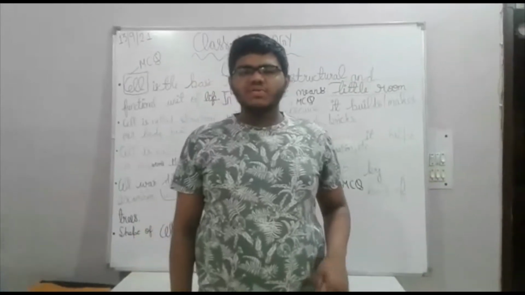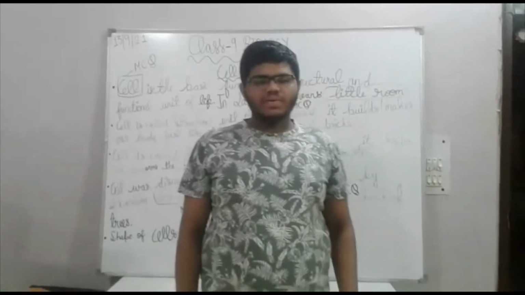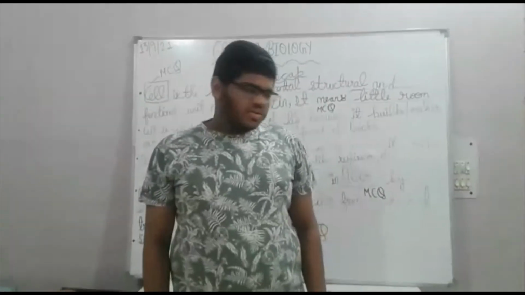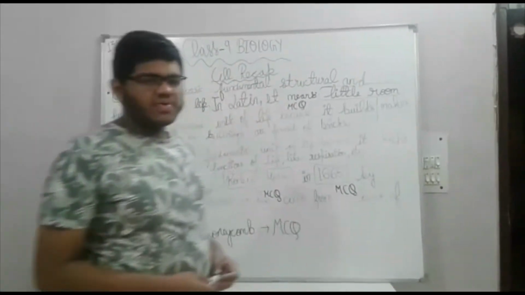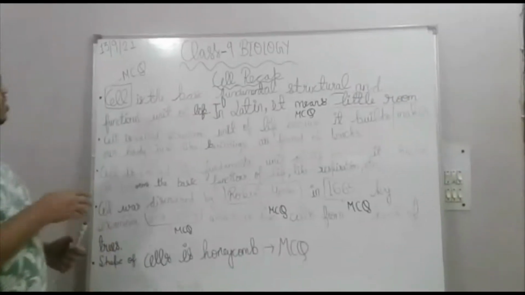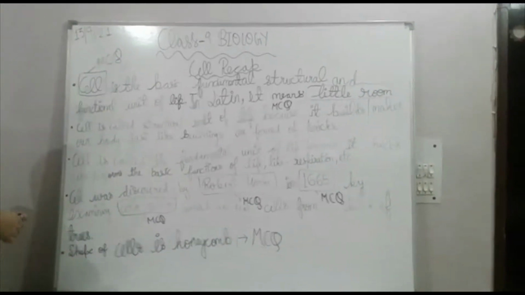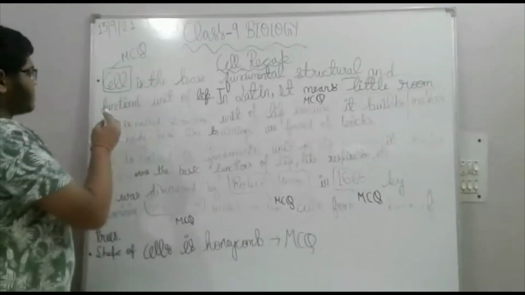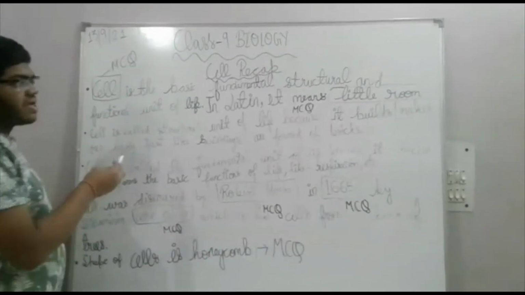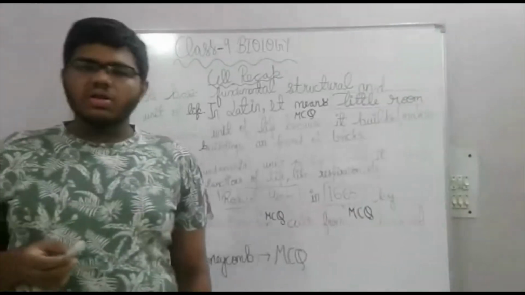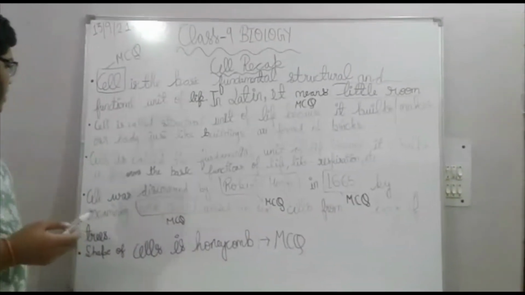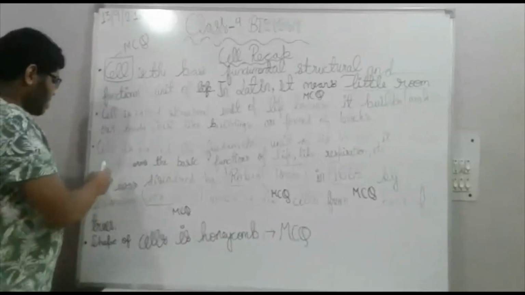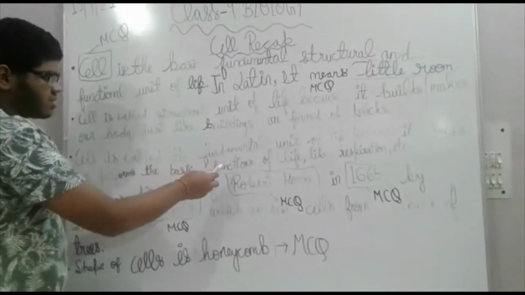First we will have a recap of the previous topics which we studied. The first topic was what is a cell. A cell is the basic, fundamental, structural and functional unit of life. Second, why do we call the cell the functional unit of life? Because it helps us perform the basic functions.